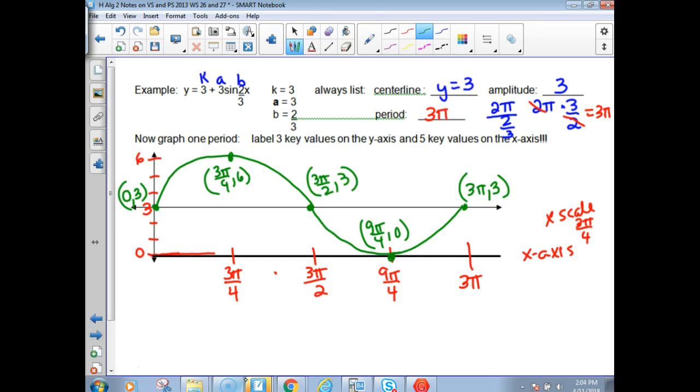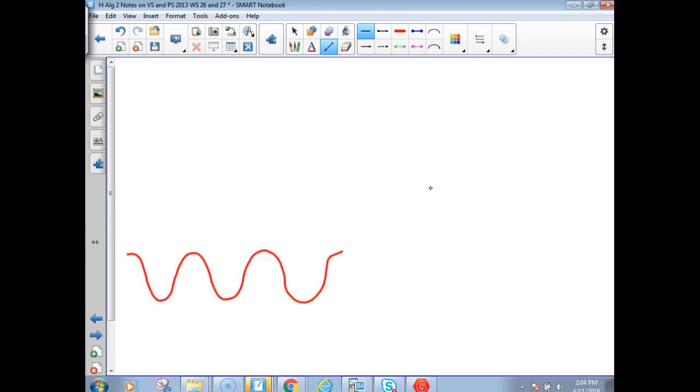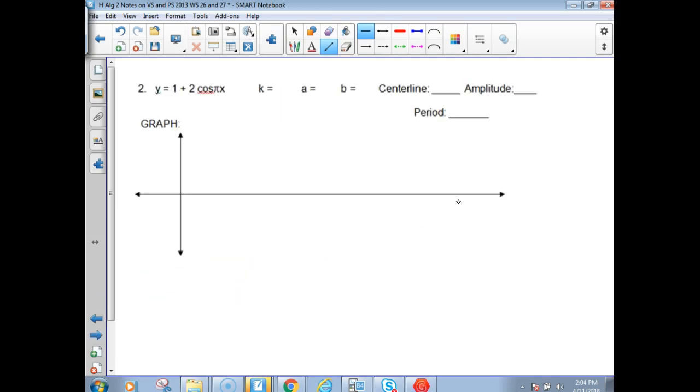Now my point about staying within your boundaries: we need to be relatively evenly between here and the bottom, the max and the min. I just put that in to show you I tried to stay within those lines. Next, we have a cosine graph to graph.